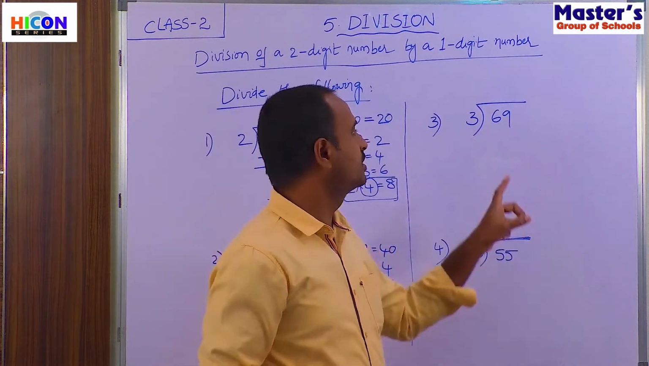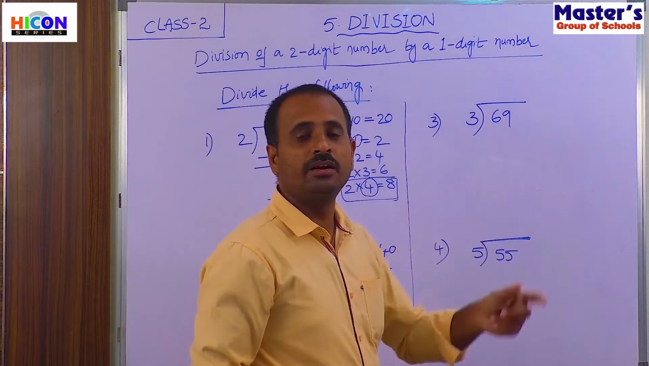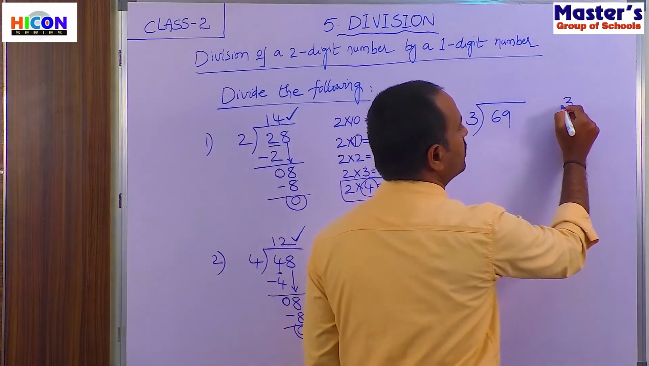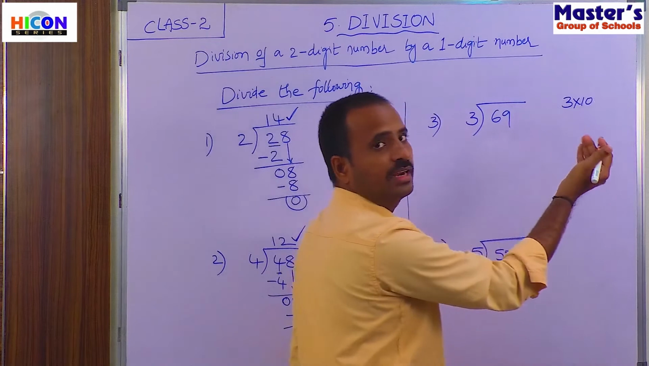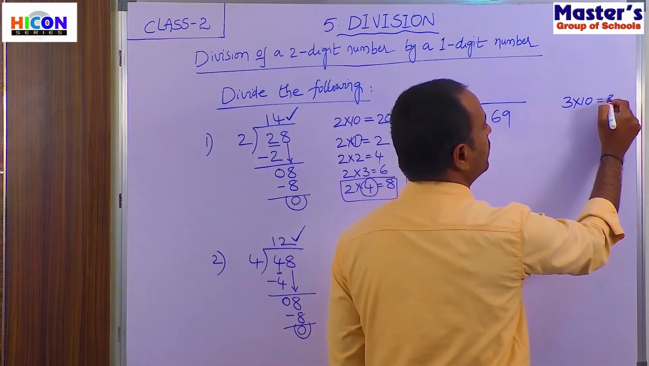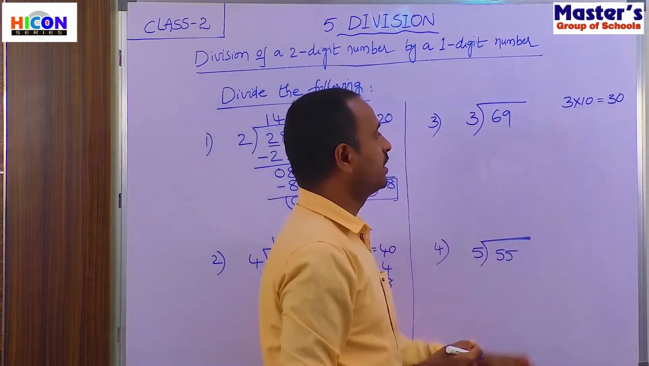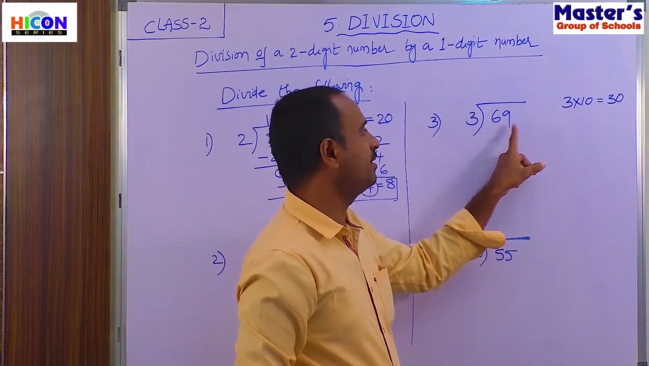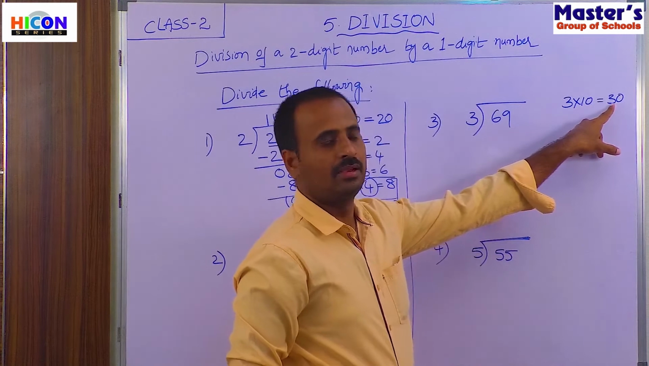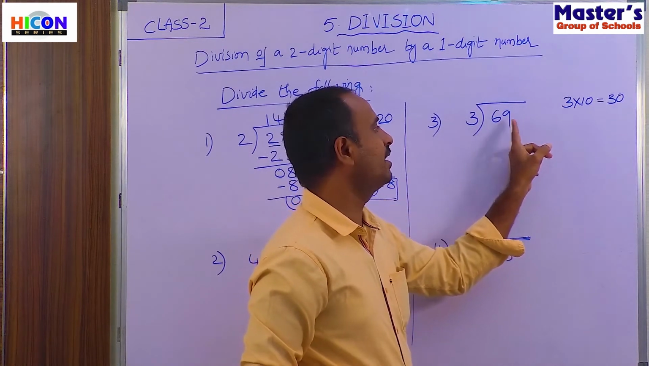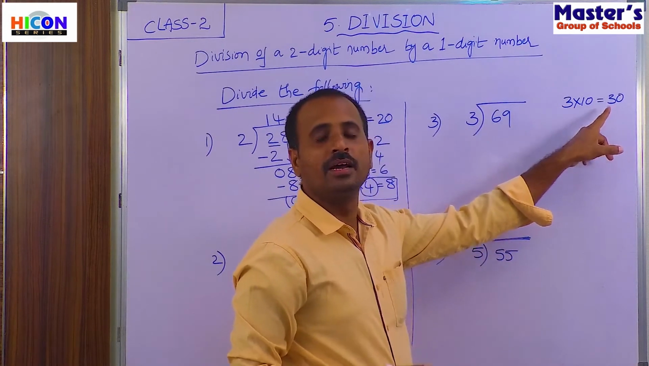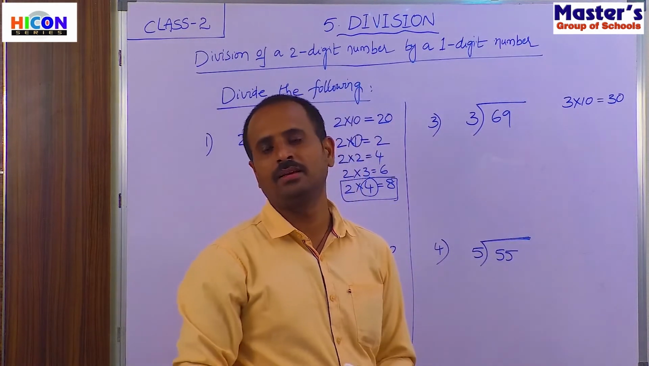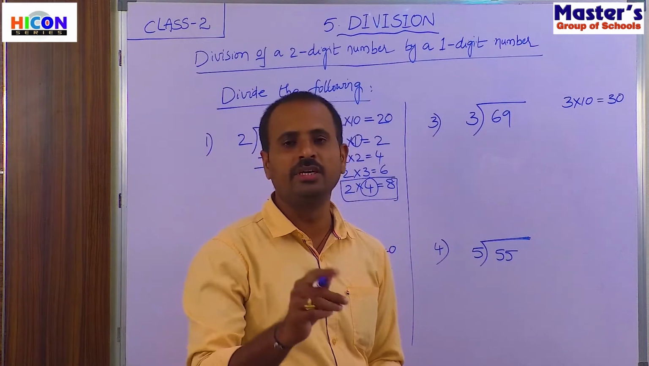So when does the number 69 come in the third table? All the tables we have learnt are only up to 10 times. That is 3 tens are. So children, how much are 3 tens? 3 tens are 30 only. But the given dividend is 69 and it is greater than 10 times. So if the given dividend is greater than 10 times the number, then we have to start the division by taking each digit separately.